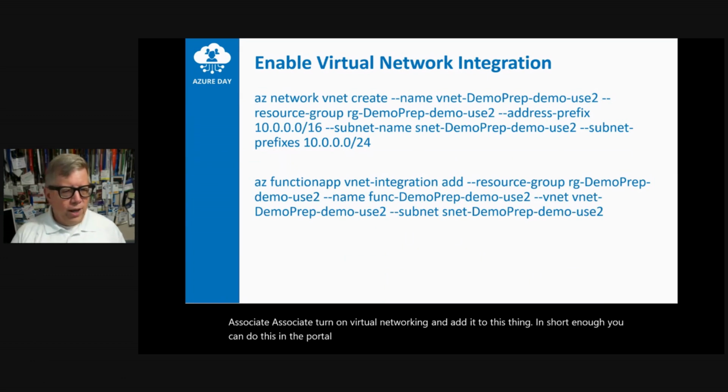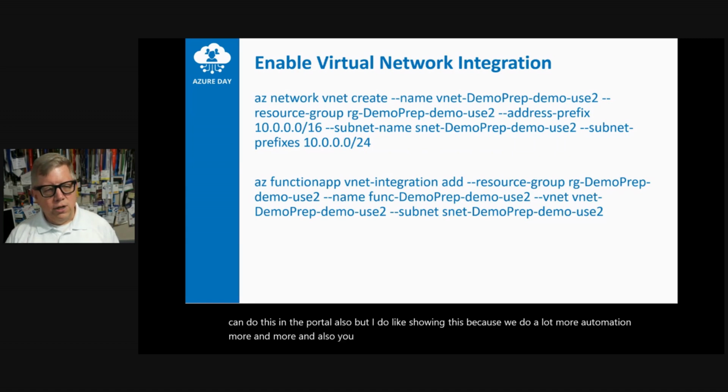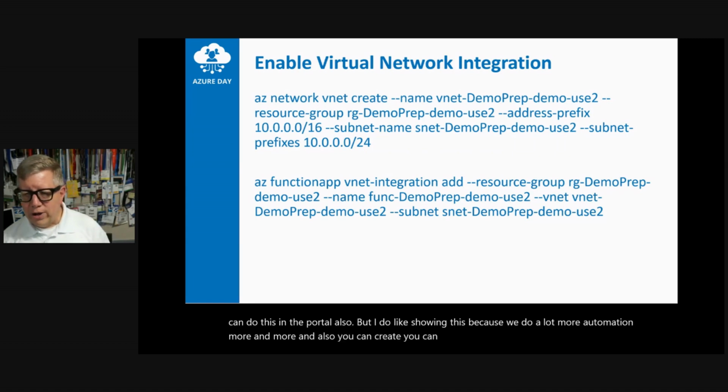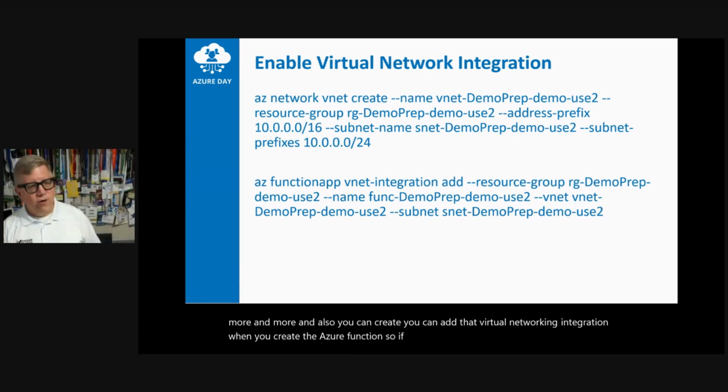But I do like showing this because we do a lot more automation more and more. And also you can add that virtual networking integration when you create the Azure function. So if you're going to need it right up front, you go ahead and create that.